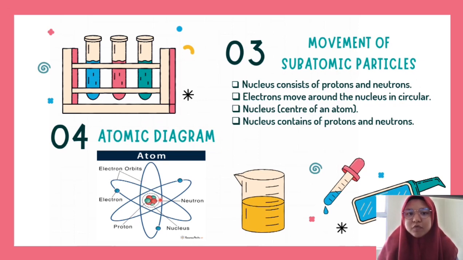So, the movement of subatomic particles. The nucleus consists of protons and neutrons. Electrons move around the nucleus in circular paths. The nucleus is the center of an atom, and it consists of protons and neutrons.